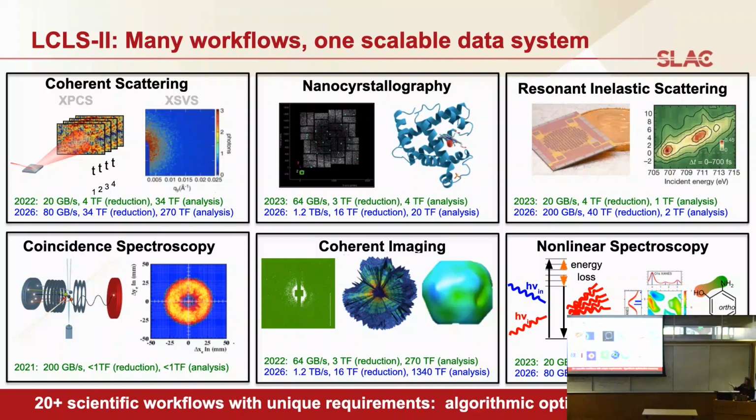So you can see that for coincidence spectroscopy, this is happening in April, by the way, we will start out with a rate coming out of the detector of 200 gigabytes per second, which is challenging. But it only requires about a teraflop to really analyze the data. So it's not hard to analyze. There are other things that are a lot harder to analyze. So we're all over the map. The point is, we're heterogeneous. There is no one solution that fits everything.